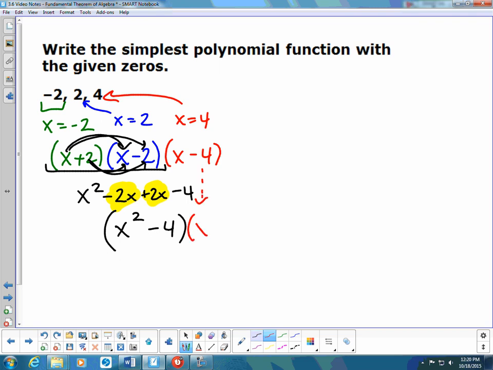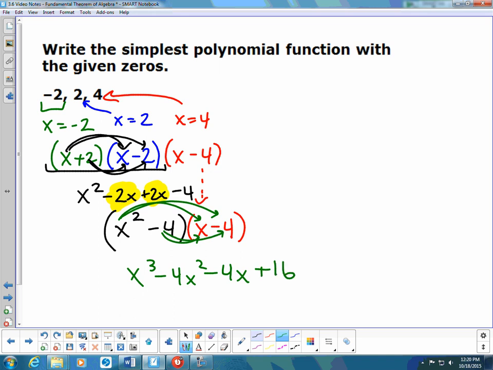And if I bring down my resulting term, again, you could use the box method for this one. I'm still just going to FOIL here. First times first will be x cubed, outside times outside, minus 4x squared, inner times inner, minus 4x, and last times last will give me a positive 16. In this case, all my like terms are already combined, so my simplest polynomial function with these zeros is x cubed minus 4x squared minus 4x plus 16.